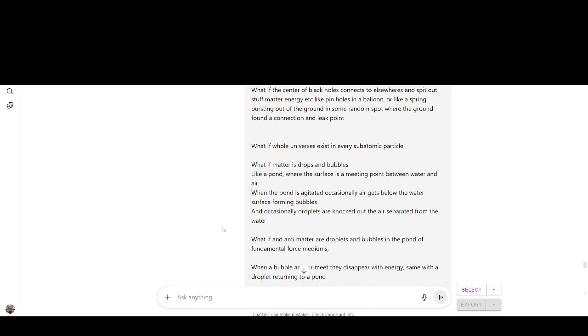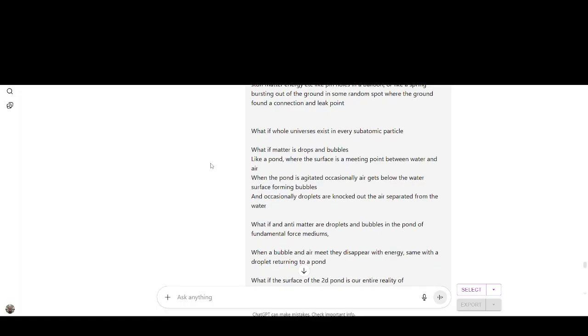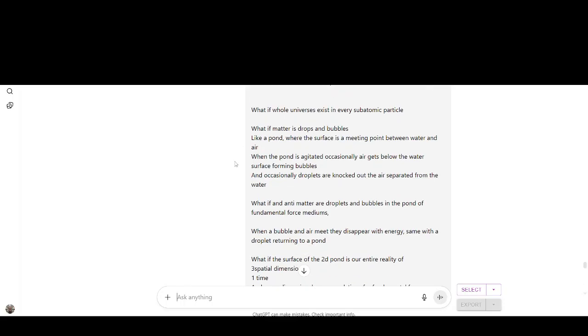What if whole universes exist in every subatomic particle? Again, just fun to think about. What if you zoom in on a proton and you find there's a whole bunch of stuff inside a proton, and a whole bunch of stuff inside that, and a whole bunch of stuff inside that, and somewhere down there there's a Who down in Whoville that likes Christmas a lot. Okay, what if matter is drops and bubbles?